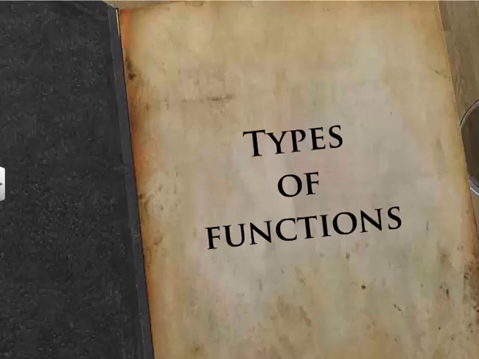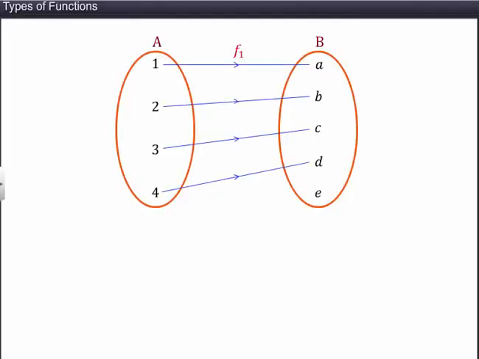In this module, you will learn about different types of functions. Take a look at the diagram. It shows the graphical representation of the function f1 from A to B. On representing the given function in roster form, we obtain a set with 4 ordered pairs.